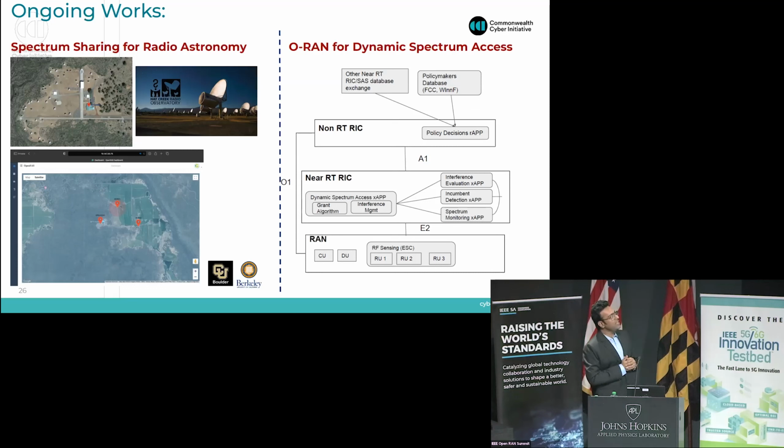Another work we're currently doing is how we can use ORAN for dynamic spectrum access. This is in a very nascent state, so I will not talk in detail about it. It concerns how that intelligence can be built as part of the near-real-time RIC, and how we can create xApps for individual functions like interference evaluation, interference detection, and spectrum monitoring. You know that RF sensing is required in these kinds of scenarios, which are called environmental sensing capabilities, or ESC. In this scenario, the radio nodes or radio units themselves can act as the ESC nodes or RF sensors. This is something we are currently exploring. So there are some ongoing works.